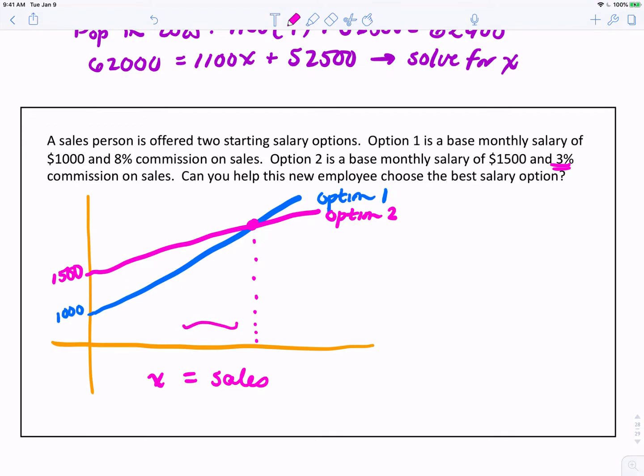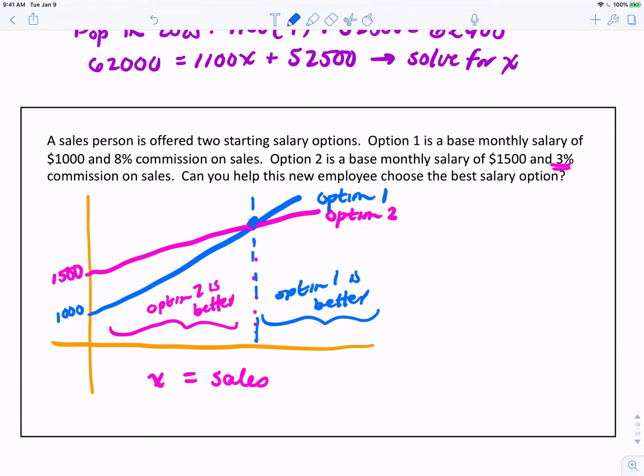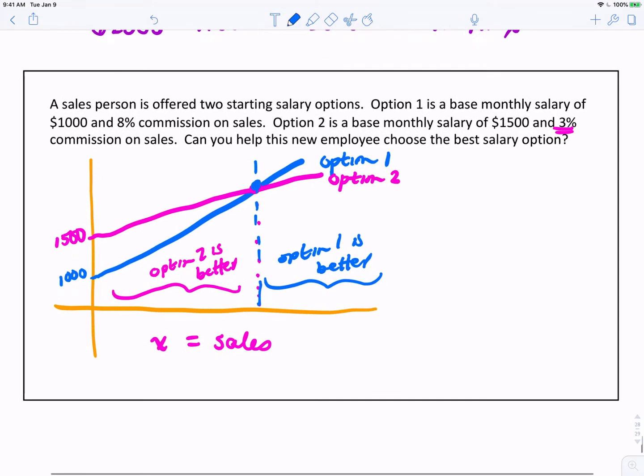In this range, option 2 is better. And in the second range, option 1 is better. And the question is, how much in sales would we be making when one option changes and becomes better than the other? All right, so we would have to then write a model for each one of these.